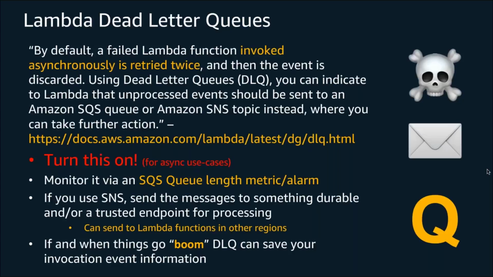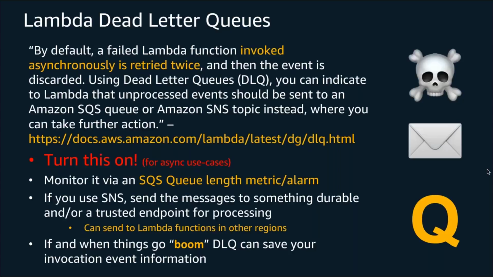Now, a dead letter queue is terminology often used when you talk about queuing systems. Essentially, what it means is that you can establish effectively a catch-all for failed messages that haven't been processed properly. Now, in the case of Lambda, again, with asynchronous invocations, you can capture those failed invocations and send them on to one of two places, either another SQS queue or an SNS topic, where you can then take further action upon them. My recommendation is always turn this on.